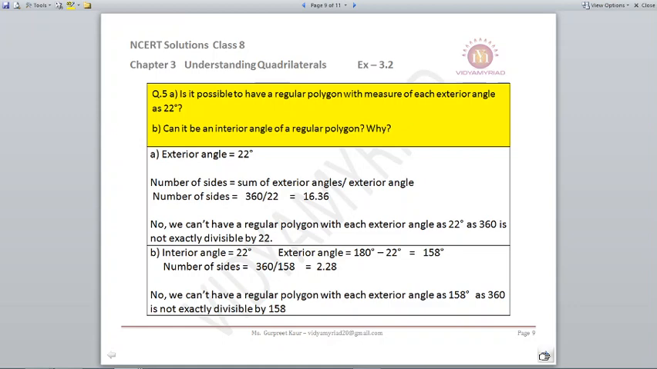Now they are saying, is it possible for an interior angle of a regular polygon, or why? Now your interior angle is 22 degrees. That means if interior is 22, exterior will be 158. I need to subtract it from 180 degrees because of the linear pair. So what will be the number of sides? 360 divided by 158. That again comes in decimal. It's not a whole number. So even that is not possible as it is not exactly divisible.